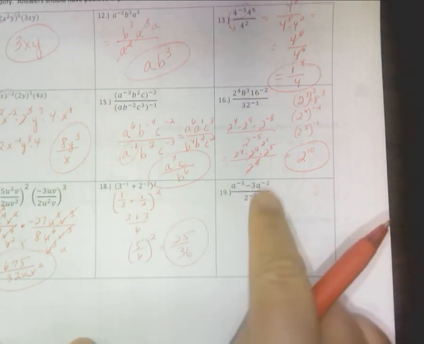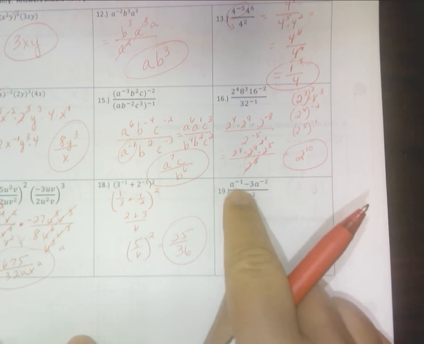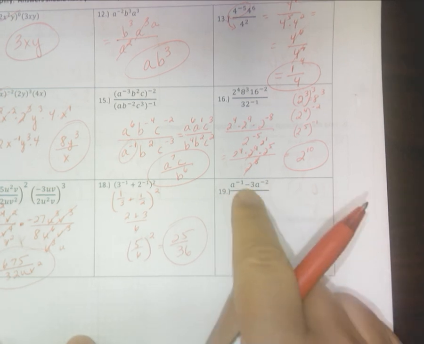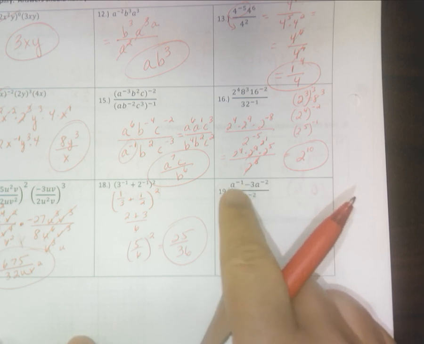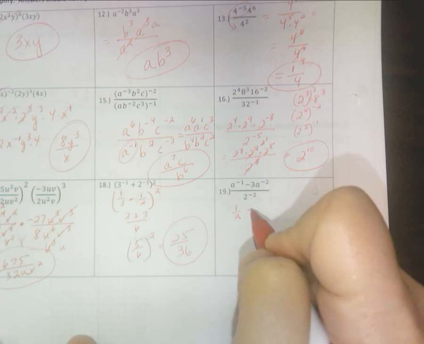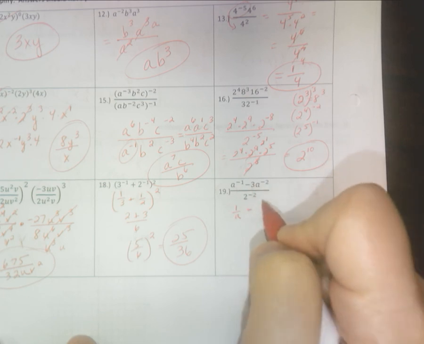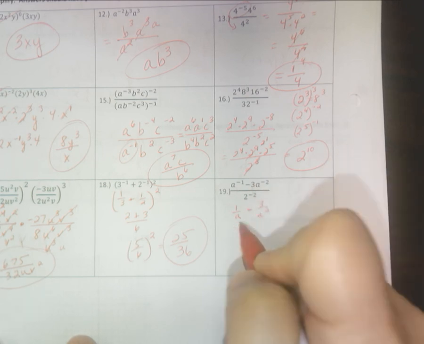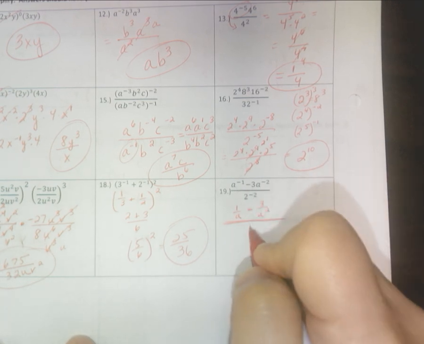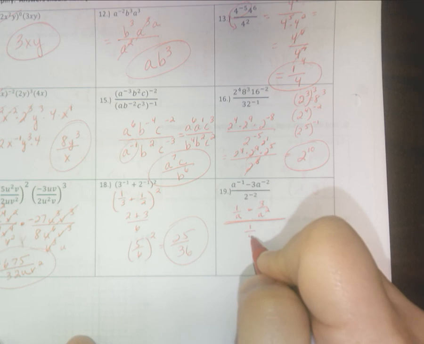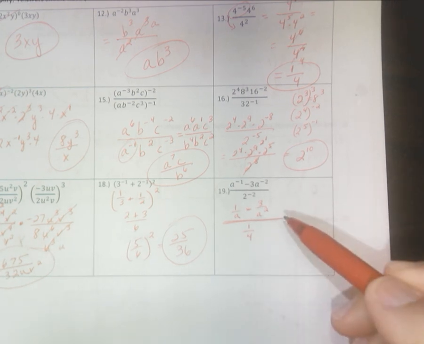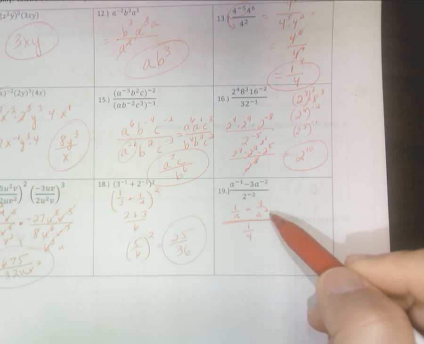We're going to take that same idea to this one right here. You have a minus here, so you cannot just multiply these together. There's a minus separating them. So we're going to rewrite this as 1/a. This 3a to the negative 2 would actually be 3/a squared. And on the bottom, 2 to the negative 2 is really 1/2 squared, which is 1/4. Now, what you have here is a fraction within a fraction. So we are going to clean this up.